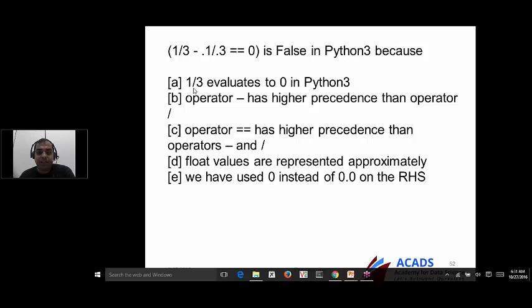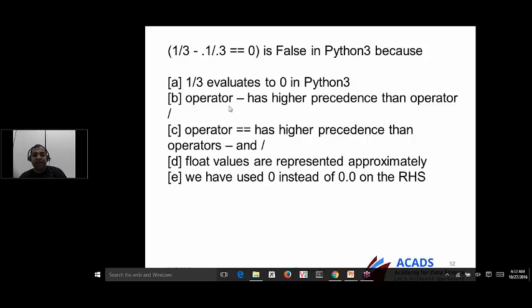So part A is clearly wrong because 1 by 3 evaluates to 0.3333 or some representation of 0.3333 in Python. So single division in Python 3 is a floating point division. It is not integer division as in some other languages or earlier versions of Python.